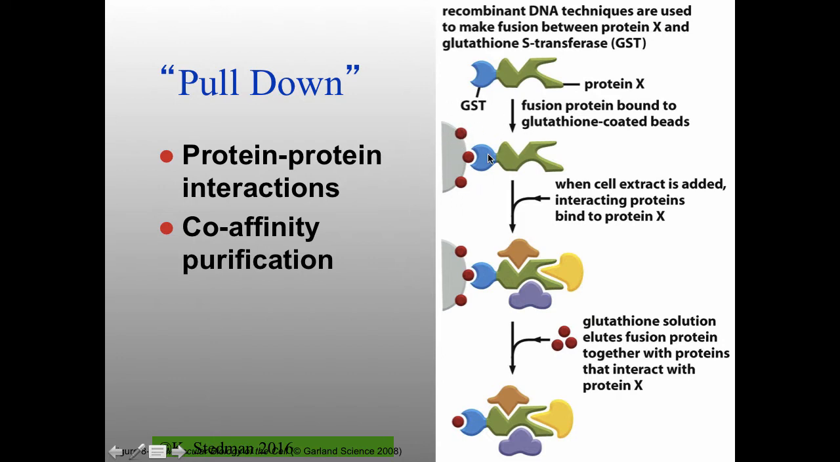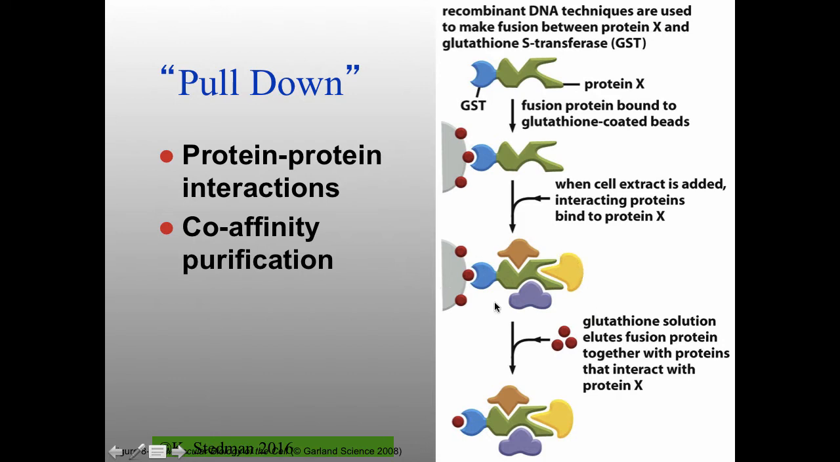Now what you do is you fuse, through genetic engineering techniques that we'll talk about towards the end today, this binding protein to whatever protein you're interested in binding to something else. So a great example here would be something like the TATA binding protein, TBP. So TBP attached to GST. You put this together with your beads, and then you throw in a cell extract and see what is still interacting with these beads. These would be all the other proteins that are in your TF2D complex, for instance.